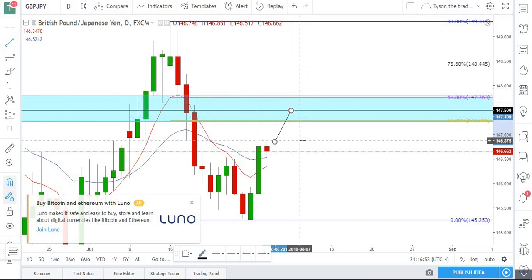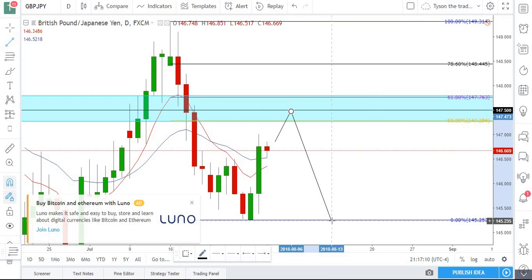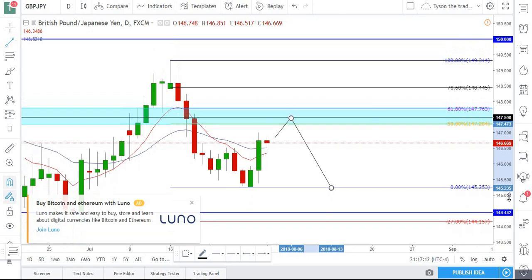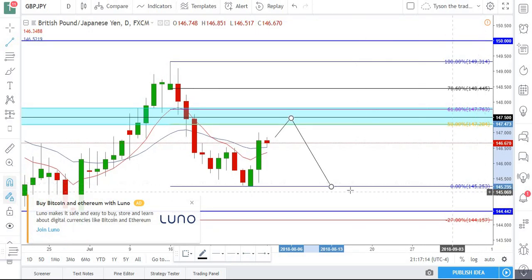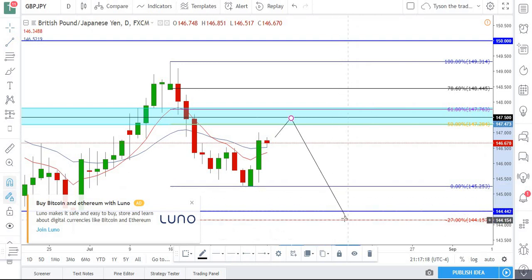We teach this in our course, where we're going to be waiting for either a pin bar, a bearish pin bar to be exact, an inside bar continuation pattern, or a fakey setup. And price is most likely to push to the downside after those signals are formed. Our first target is going to be at negative 27 fib, going to the downside.